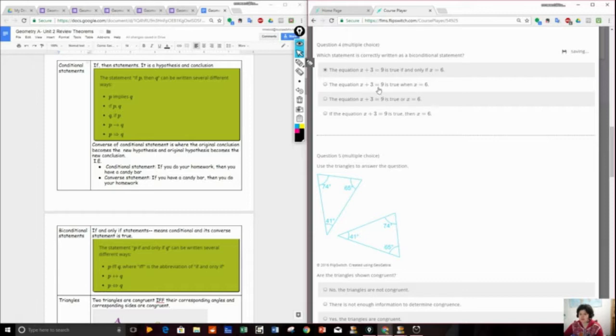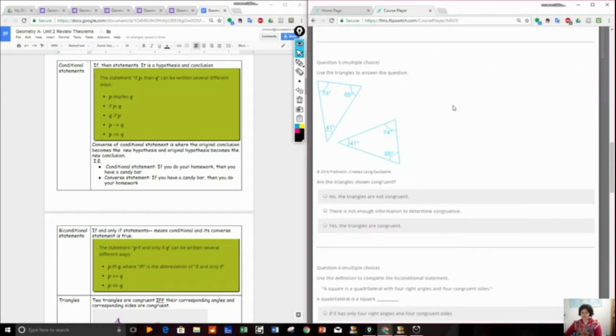The equation x plus 3 equals 9 is true when x equals 6. No, because it doesn't have if and only if. The equation x plus 3 equals 9 is true or x equals 6. No, it doesn't have if and only if. And if the equation x plus 3 is equal to 9 is true, then x equals 6. Okay, that is a conditional statement, but it's not biconditional because it doesn't say if and only if. So our correct selection would be if and only if x equals 6.